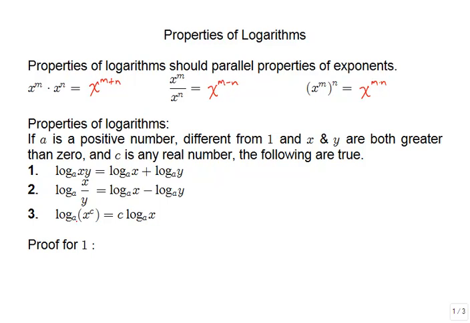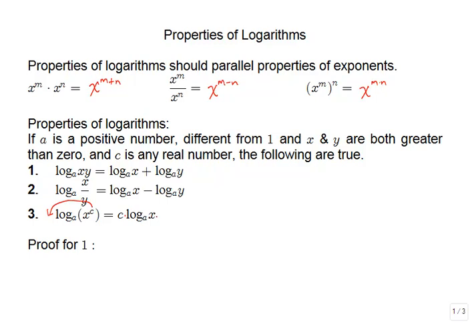And finally, log base a of x raised to a power c. What do we get to do with that power c? We get to bring it out front and multiply it by our log. So this becomes c times log base a of x. So those powers get multiplied down up front, just like our powers got multiplied over here.